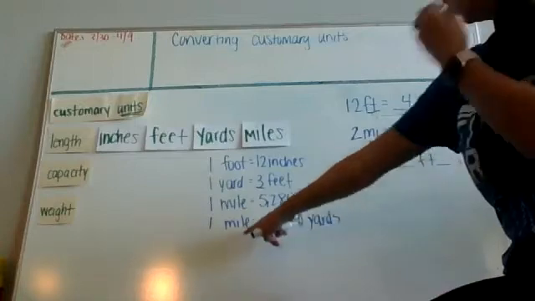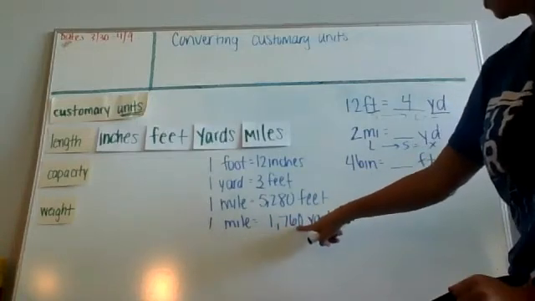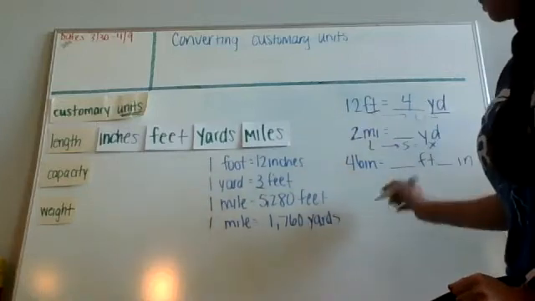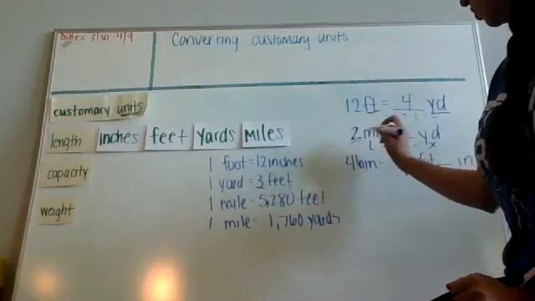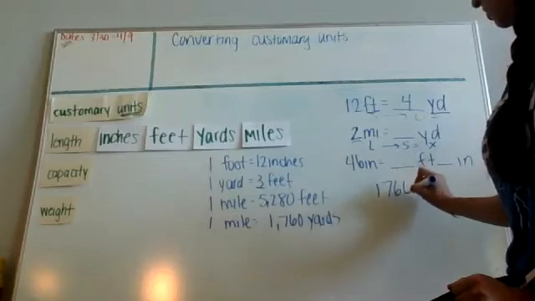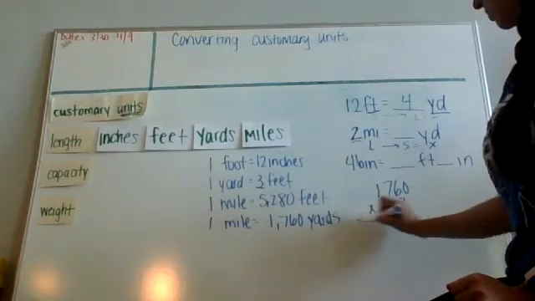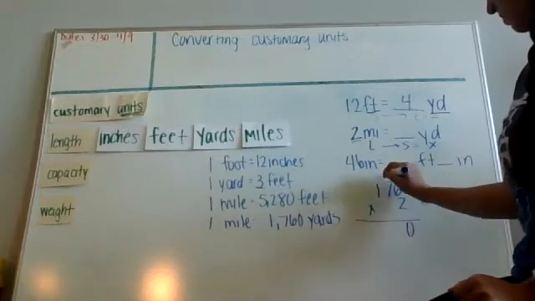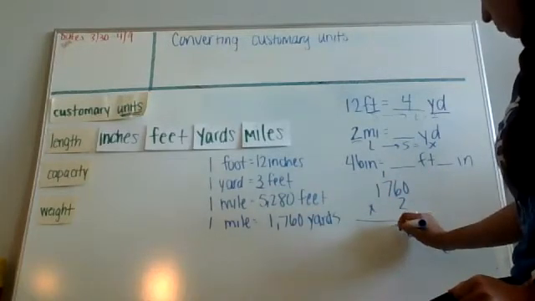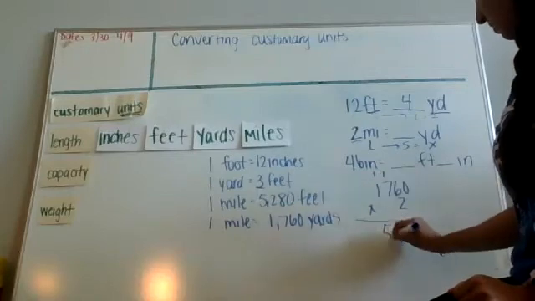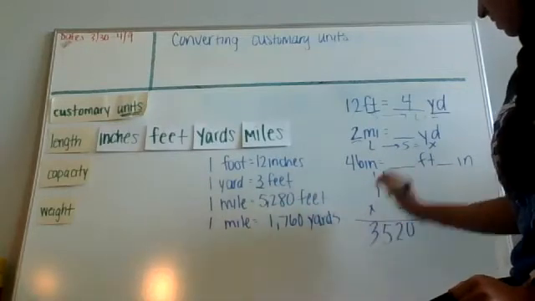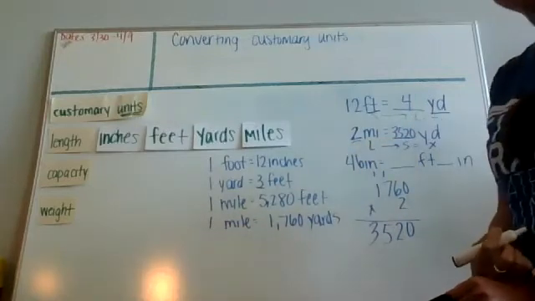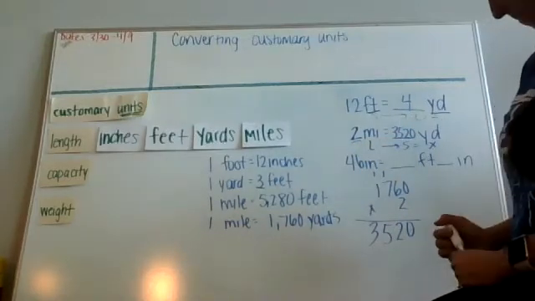Okay, so there is 1 mile is 1,760 yards. So 2 miles would be how much? Let's see. I'm going to take 1,760 times 2. And that is going to give me my answer of 3,520 yards. Okay?